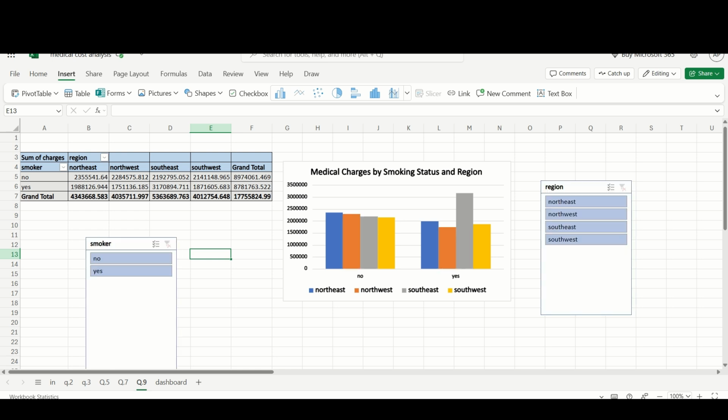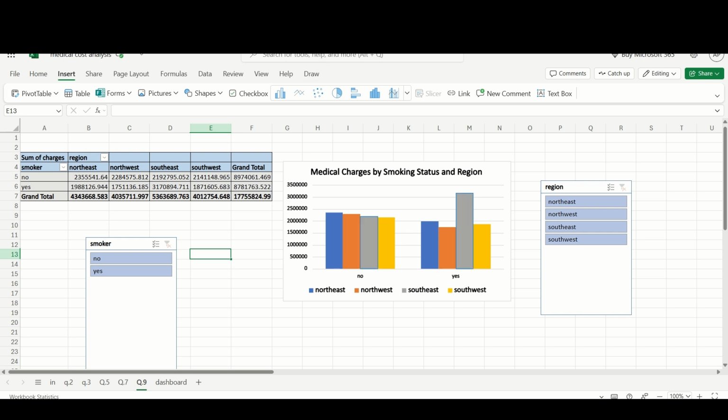Also I have used a cluster column chart to visualize the data, and there are two groups, one for smokers, yes, and one for non-smoker. So as you can see in the smoker group, the silver bar is higher than the other, which means it is the southeast region. So the southeast region is having the highest medical charges. As you can see, the bar is greater for smoker.